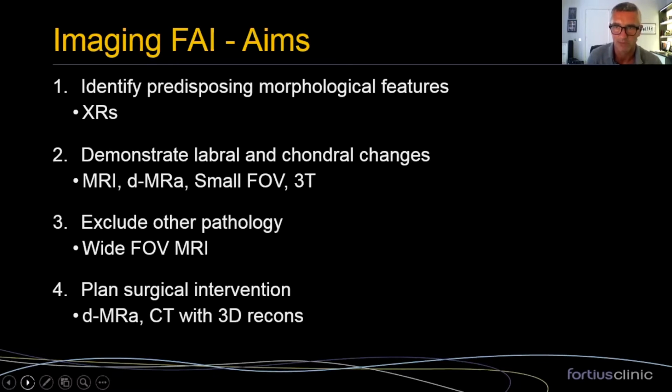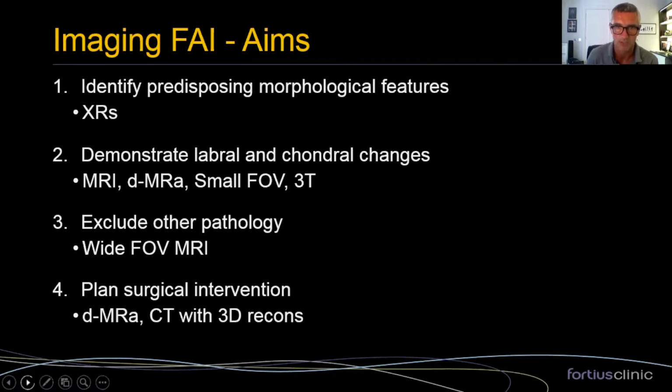So why do we need to image it if it's a clinical diagnosis? Well, first of all, we need to look at the predisposing factors, and that's really about x-ray findings. Then if we're going to do more advanced imaging, it nearly always will end up being MRI in the first instance. There are various ways of looking at it on MRI. You can either do an arthrogram or not. This stands for direct MR arthrography, and we'll talk a little bit about that. We don't do much indirect MR arthrography anymore, mainly because it requires intravenous contrast.